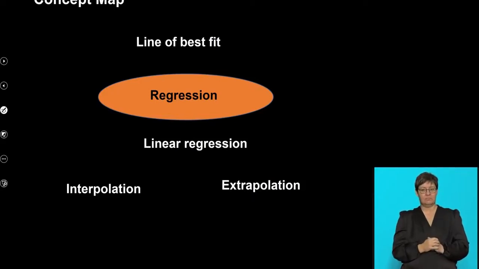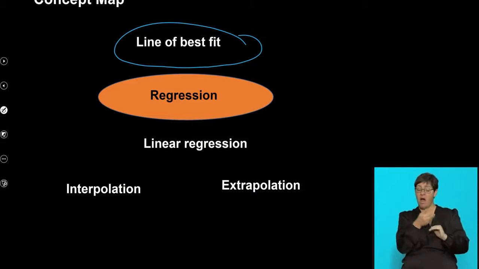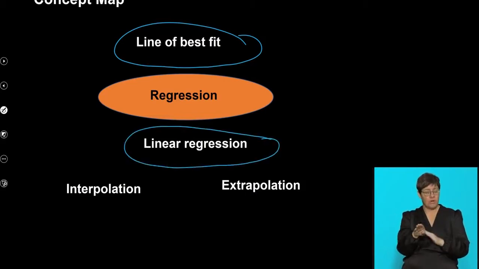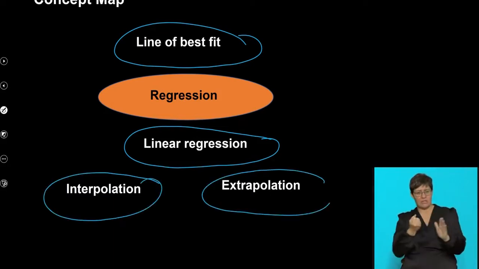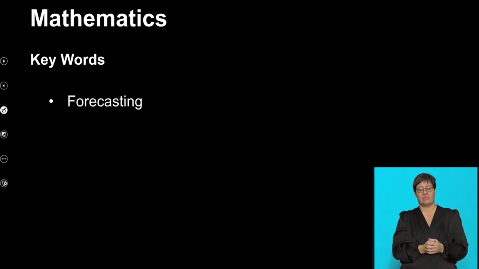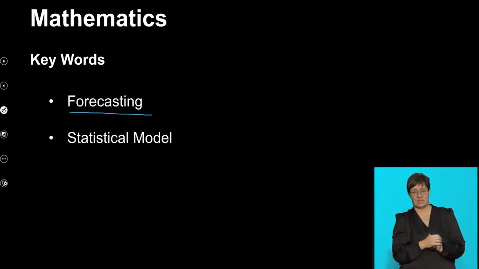We'll look at the line of best fit. After the line of best fit, we'll look at linear regression, and from there we'll look at something called interpolation and extrapolation. Okay, that's when we're actually trying to predict using data. So let's look at some of the keywords: forecasting and statistical model.